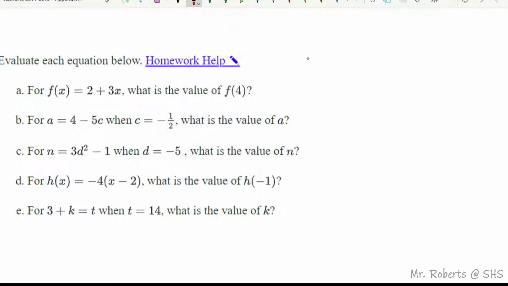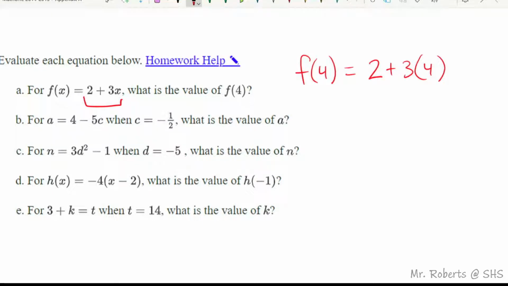I would say, okay, the function f is going to get the number 4. That means what I look at is the right-hand side of this, and wherever there is an x, I'm going to place the number 4. So this is going to become 2 plus 3, and I'm going to be multiplying that by 4.